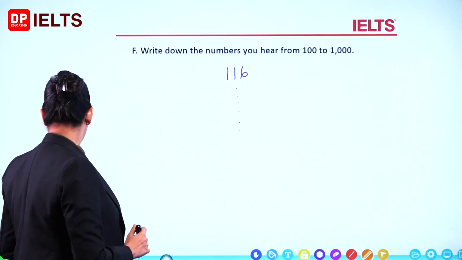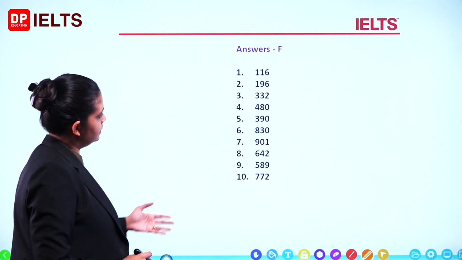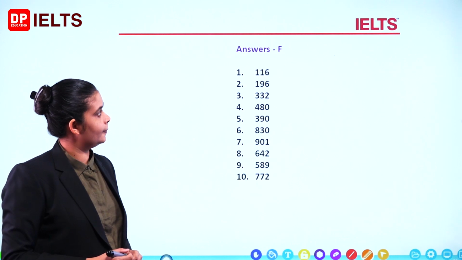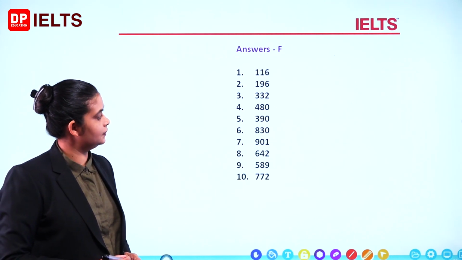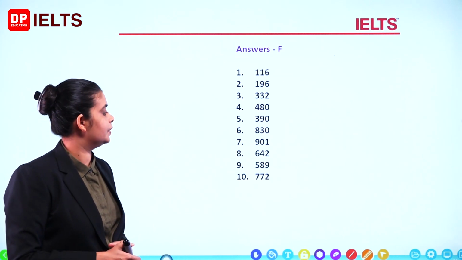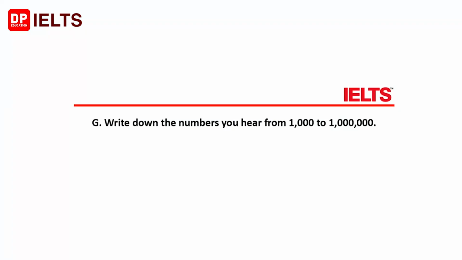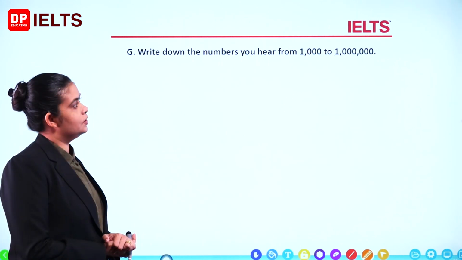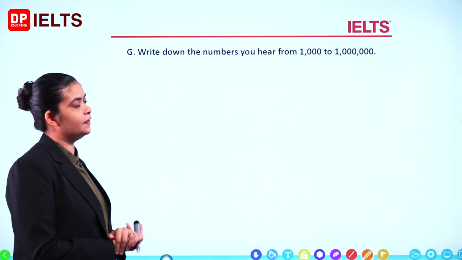Right, okay, so let's check the answers, and these are your answers. Okay, is it 16 or 60? Remember, E, longer sound, shorter sound. Right, coming to the last activity in this lesson, we're going to write down numbers that you hear from 1,000 to 1,000,000. Remember, you will hear 10 numbers the same way. Jot down whatever number you hear. So, listen to it carefully and write the answers.